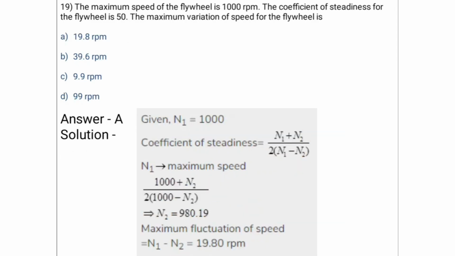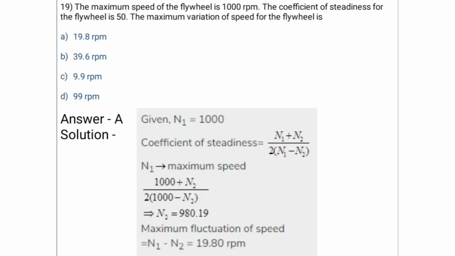Now question number 19. A maximum speed of the flywheel is 1000 rpm. The coefficient of steadiness for the flywheel is 50. The maximum variation of speed for a flywheel is? So they have asked you the maximum variation for a flywheel. That variation is nothing but N1 minus N2. You have to calculate that. So this question is directly from the flywheel, or we can say coefficient of steadiness and coefficient of fluctuation. If you know the coefficient of fluctuation Cs, then that is the reciprocal.